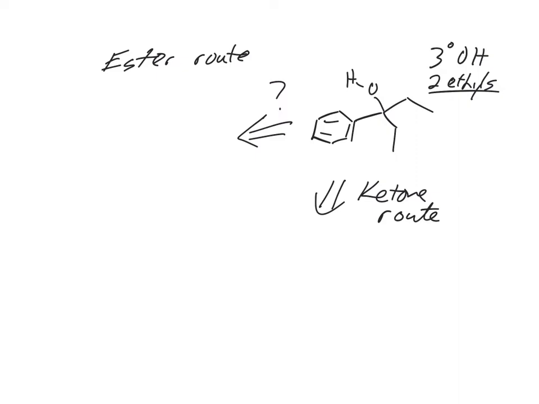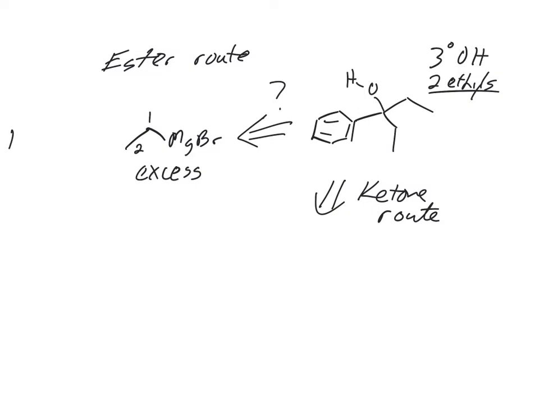So, if we want to do this through the ester route, what we need to recognize again is these two groups are the same. So this is what the Grignard is going to have to be. It's going to have to be an ethyl Grignard, two carbons, 1, 2, and we're going to have obviously an excess of that, because we need to add at least twice.